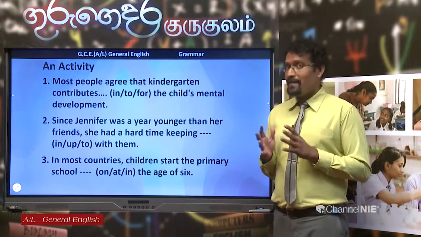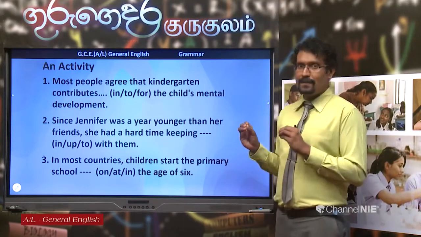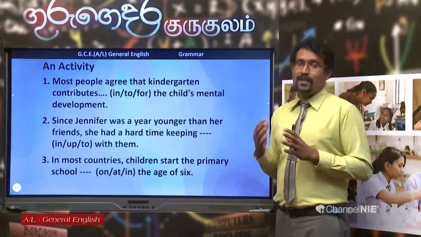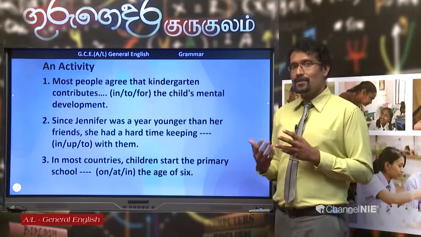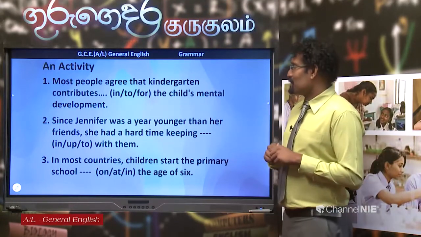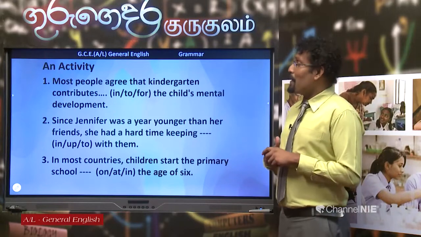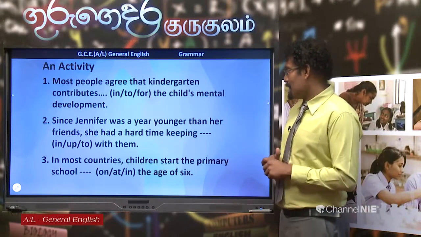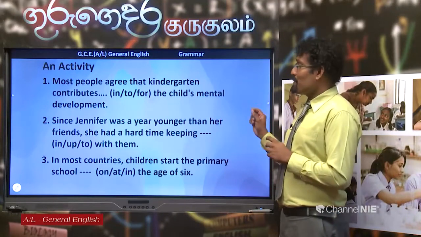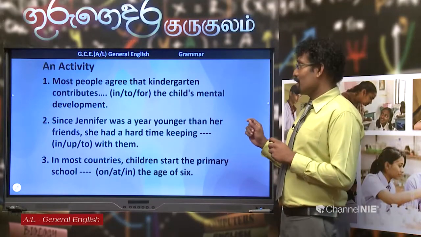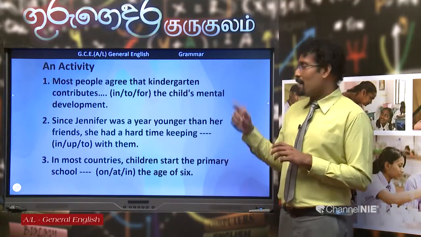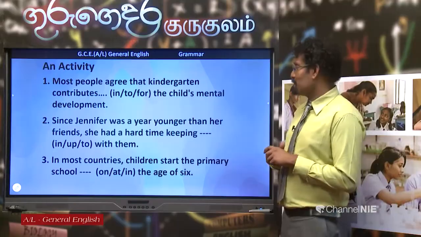Now, you have an activity because you got a very big idea about how to use prepositions in different kinds of contexts. Let us see what you have to do today. Here you have been given some sentences with some prepositions. You have a choice, so you have to select the best preposition for each and every sentence. I am going to read all the sentences for you.